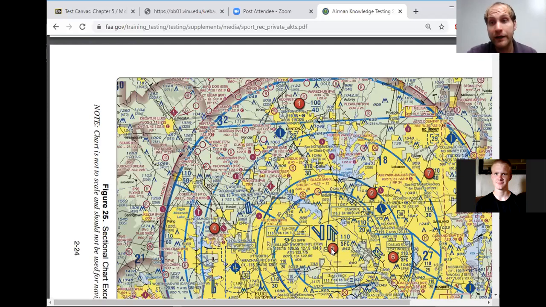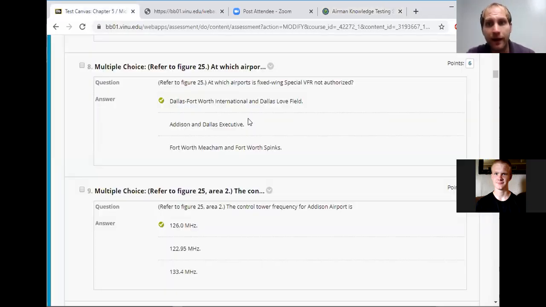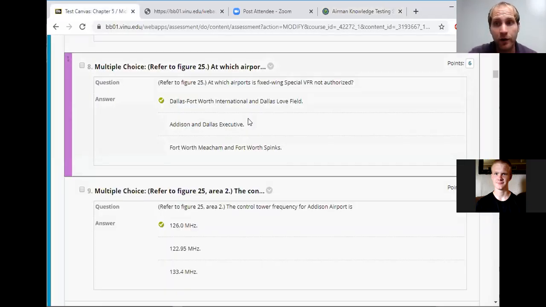At control towered airports, they possibly might give you a special VFR clearance if you request it. Bad idea, I wouldn't recommend it. That authorizes a pilot to operate with less than prescribed minimums. But the special VFR minimum requirements are 1 mile and clear of clouds. So we're going to see a lot more questions about those VFR cloud clearance and visibility requirement minimums.